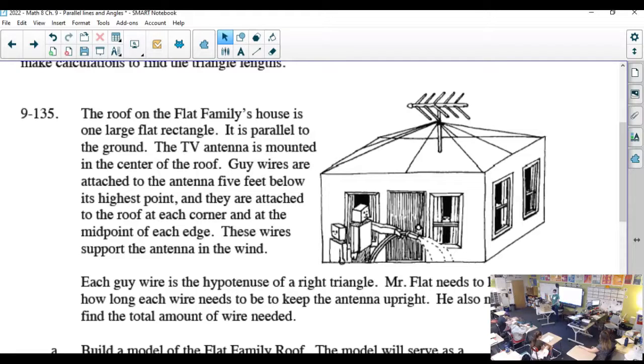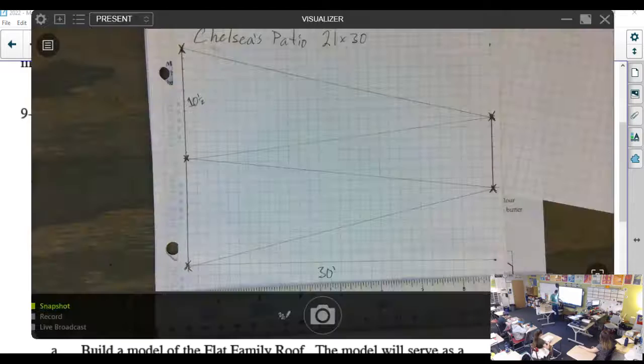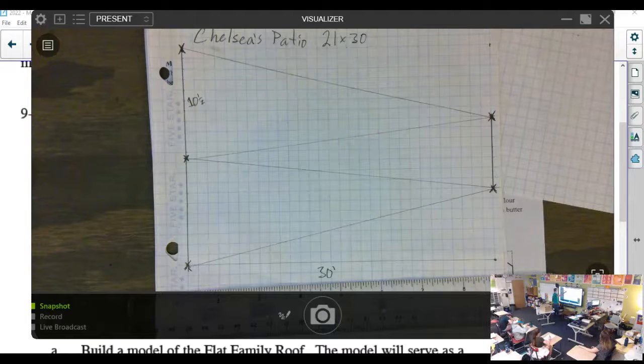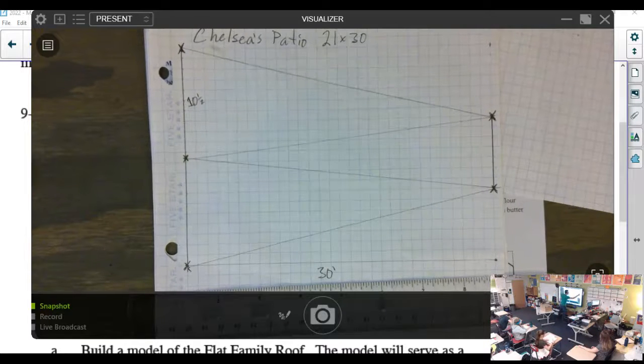So those are your 2 challenges for today. Chelsea's patio and the flat family roof. One more for Chelsea's patio: figure out how much total lighting I need to buy. There is lighting here. Here, I'll draw on it. Everything is triangles, Jake. So there's lights here, here, here, here, here, here, here.